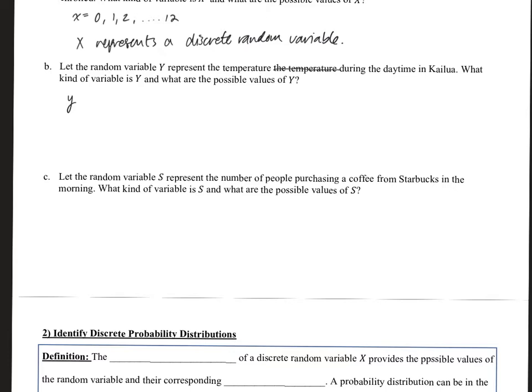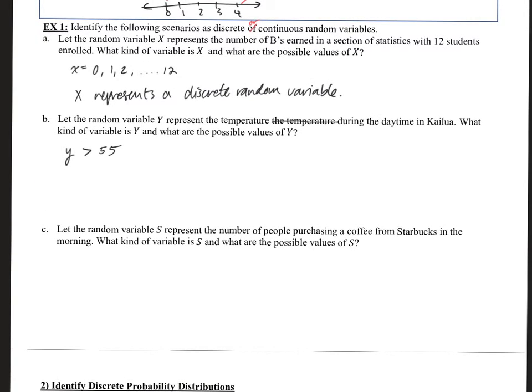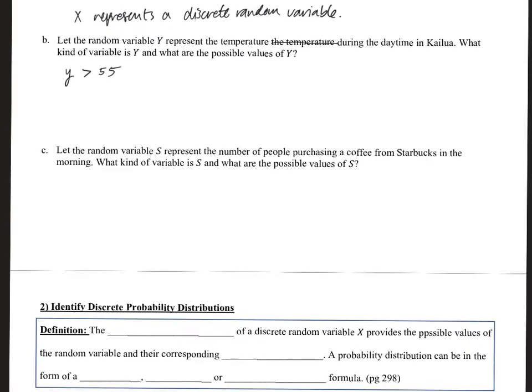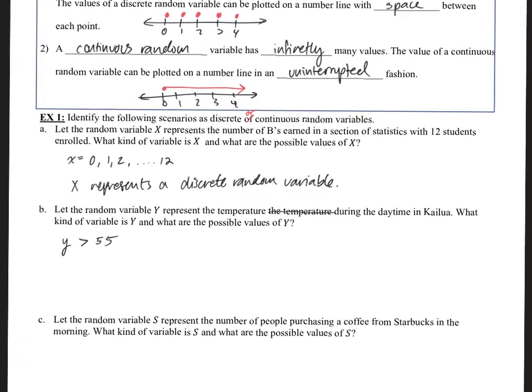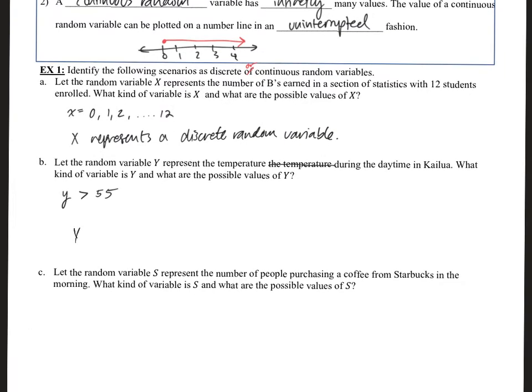So in Hawaii, we'd probably say y would be greater than 55, I would say. This is very, very general. But for example, we wouldn't say that there are specific values for y like here, because sometimes the temperature is in between. Maybe it's 87.95, maybe it's 87.96, and so on. So y is not a discrete random variable, it's actually a continuous random variable.